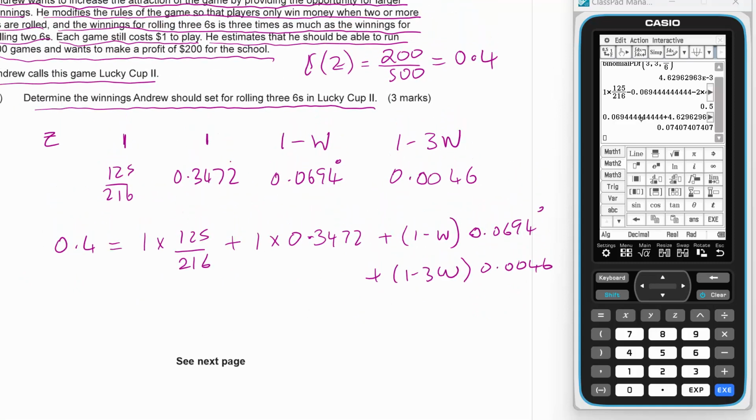And we can just solve for that, and it gives us that W is equal to 7.2. And that means that that's the winnings for 2 sixes. For 3 sixes, it's going to be 3 times that, which will be $21.60.